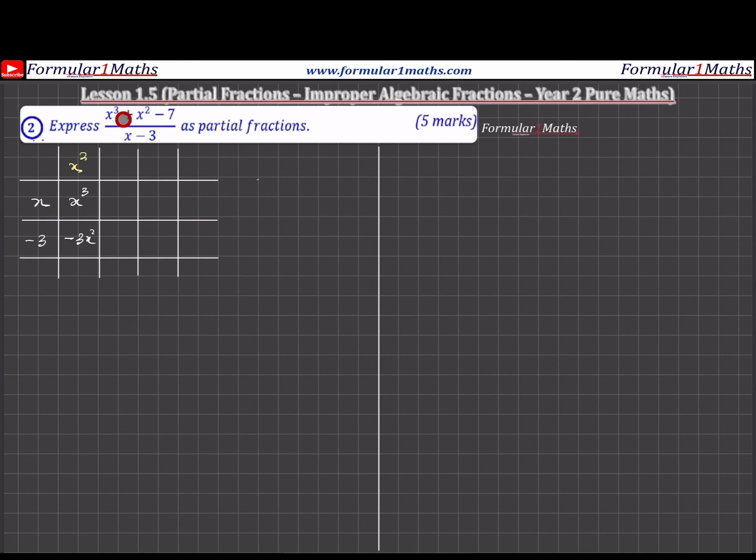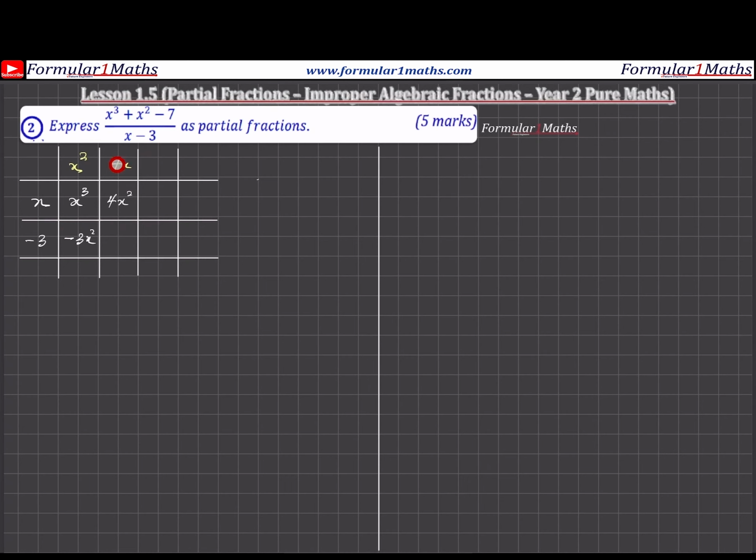But looking at the numerator, I do not have an x squared term that has a coefficient of minus 3. What I need is a coefficient of 1. So to get 1, I have to put 4x squared over here, because minus 3x squared plus 4x squared will give me x squared. And that also means that I need to put 4x here, because 4x times x will give me 4x squared. So let's put 4x here.